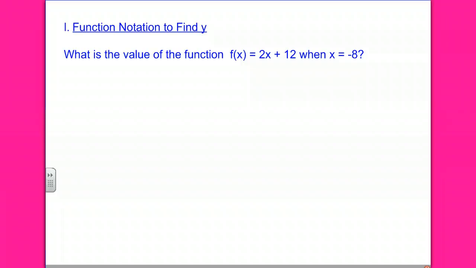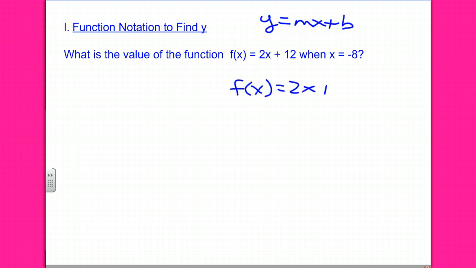What did we say f of x could be called? What did we just say? No? We said we love this form. Y equals mx plus b, right? So if I have this equation, f of x equals 2x plus 12, how could I rewrite this so it's more comfortable? Say it. Y equals 2x plus 12. We could write it that way, right? That's still true.